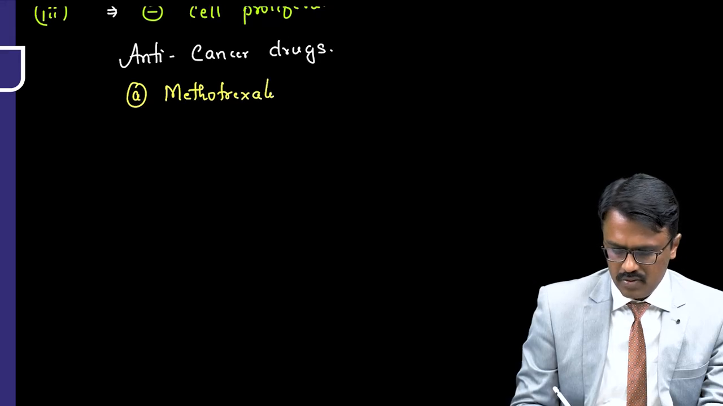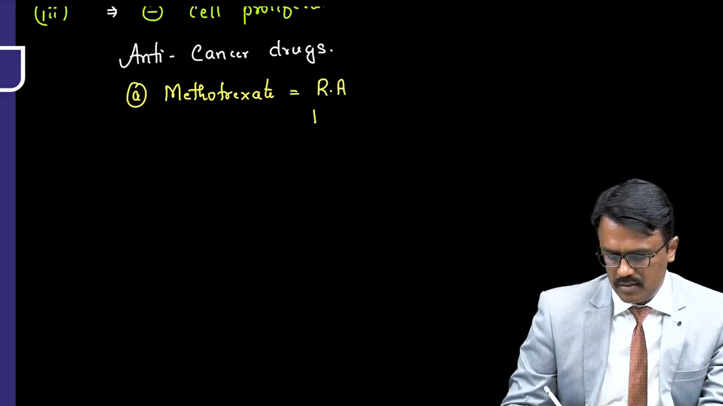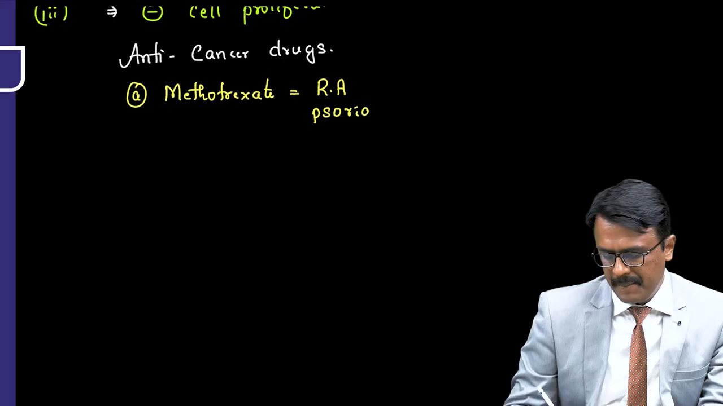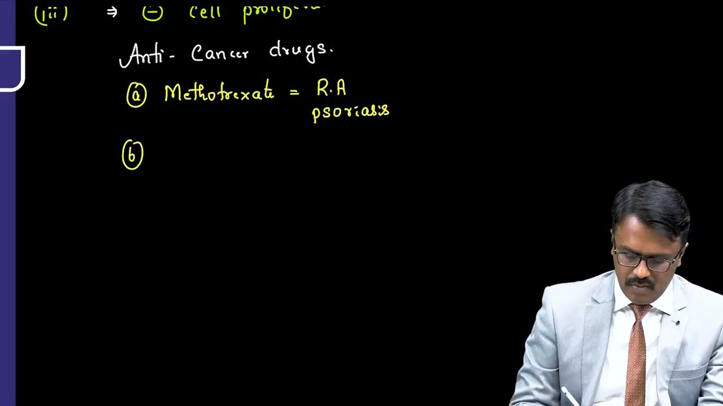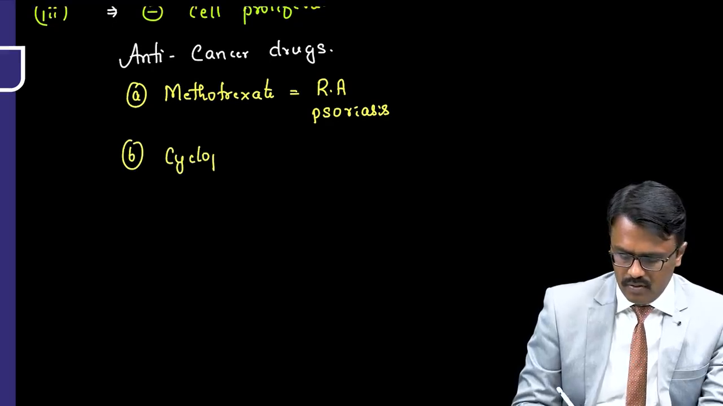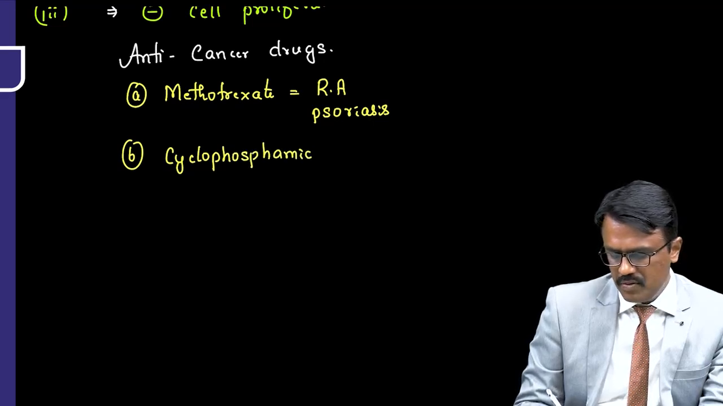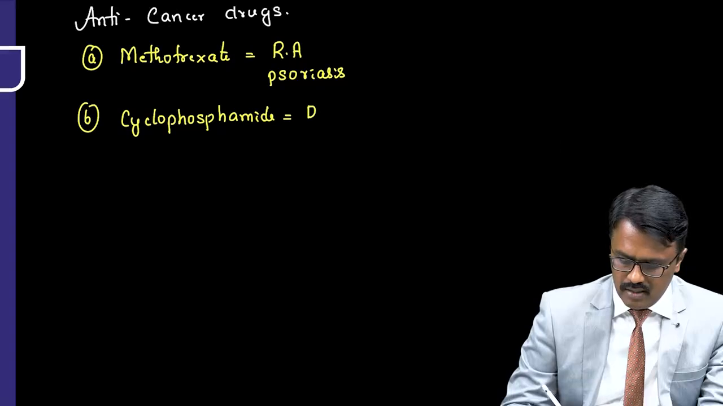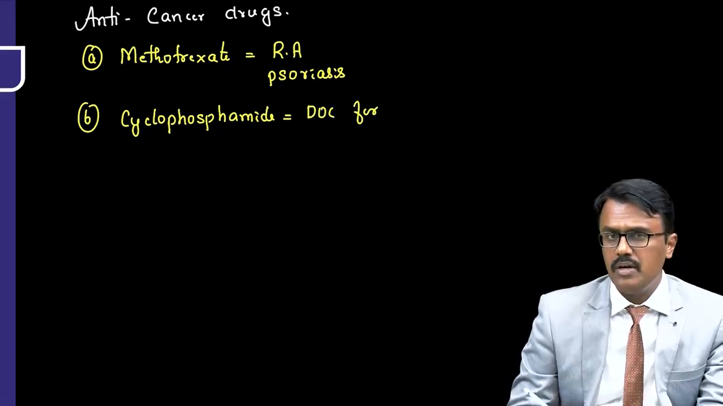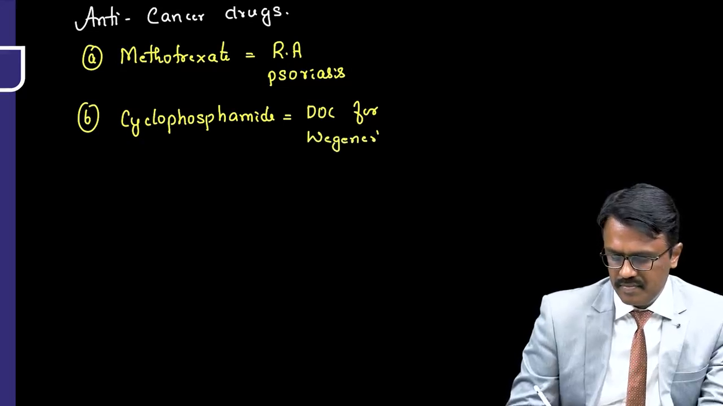Methotrexate, we know that it is used in two important autoimmune disorders. One is rheumatoid arthritis and one more is psoriasis. One more is cyclophosphamide. Cyclophosphamide, we use it in cancers, but it is also used in autoimmune disorders, and it is considered the drug of choice for an autoimmune disorder called Wegener's granulomatosis.